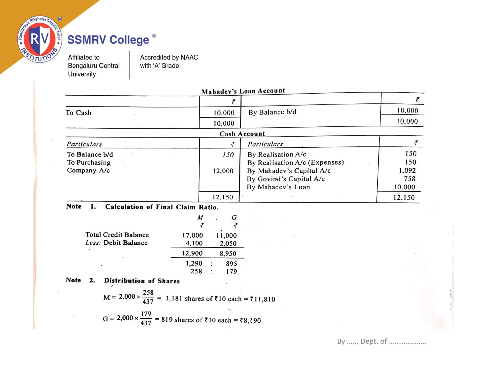In terms of rupees, that will be 8,190. So this is how the equity shares are distributed among the partners in the final claim ratio. You can directly take 20,000 and distribute it among the partners also, so that you will directly get 11,810 and 8,190. So I hope this video was helpful to all of you.